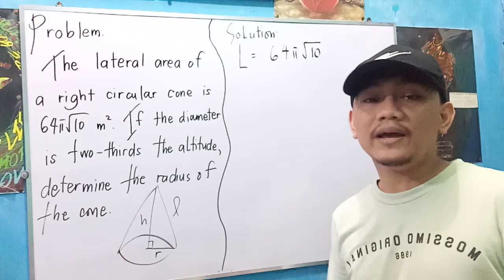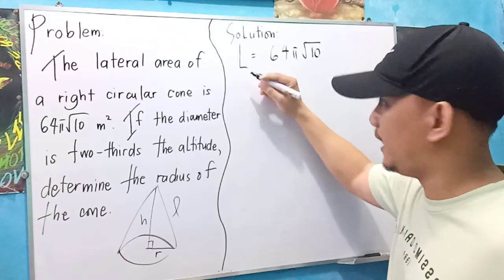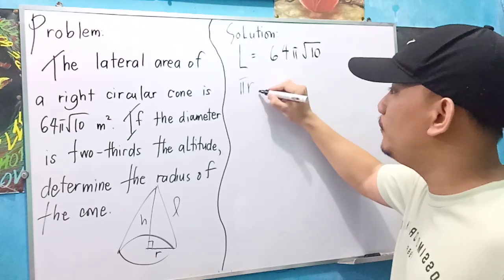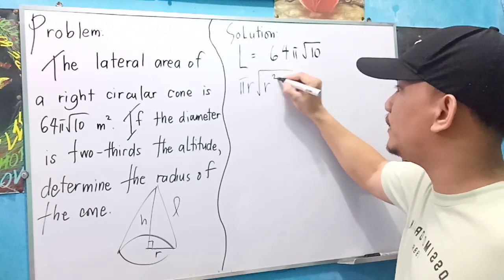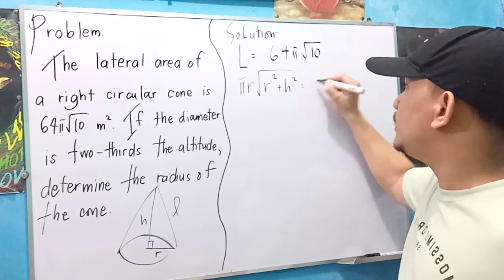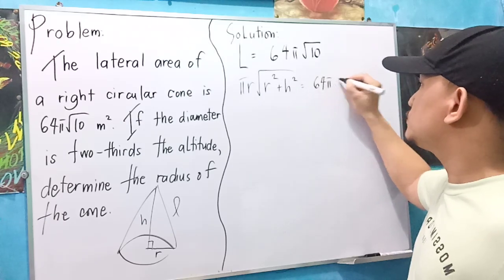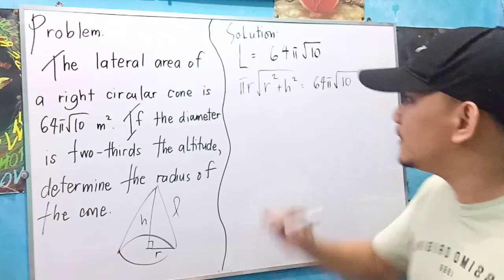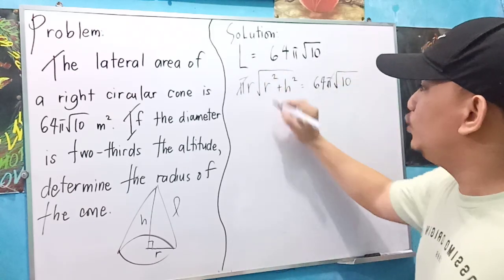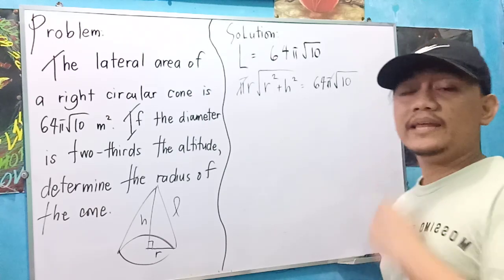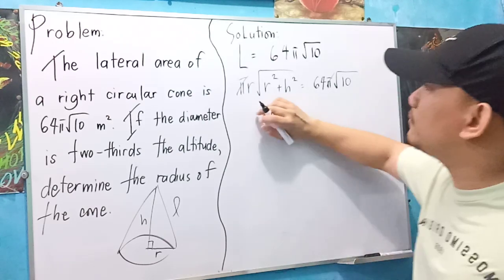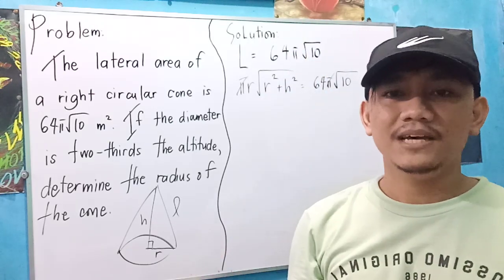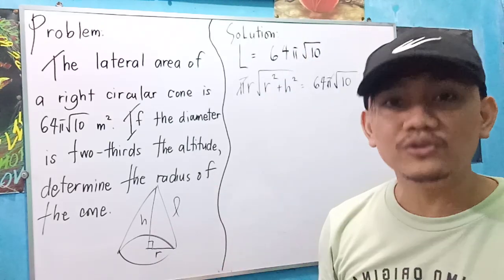So, ano ulit formula ng lateral area? So, that is pi r L. So, we have pi r. Pero, ang L natin will be replaced with square root of r squared plus h squared is equal to 64 pi square root of 10. Okay? Obviously, the pi will be cancelled. And then, yung r, papalitan natin ng, anong pwede natin ipalit mga Lodi? Di ba ano bang hinahanap natin in the first place? Sir IJ, ang hinahanap po natin yung radius ng cone.